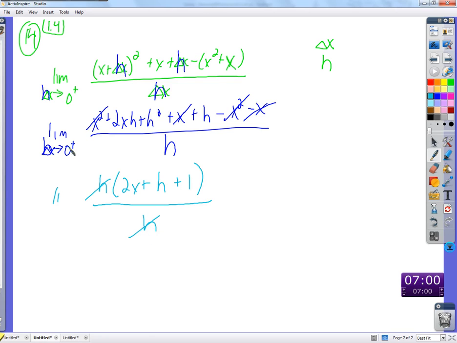So now we can plug 0 into h. And what do we get? 2x plus 1. So we don't get 4 or 1/6 or something like that, a number or infinity or anything like that. We get like a new function, 2x plus 1. So that's neat.